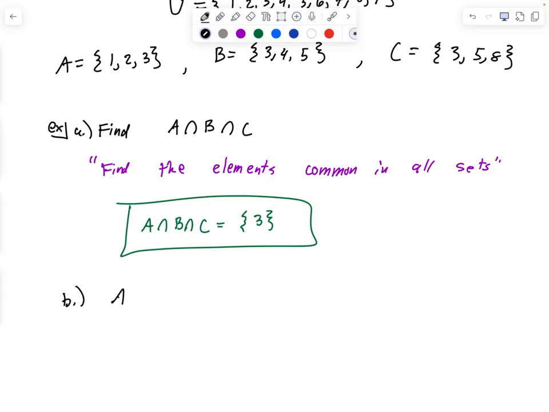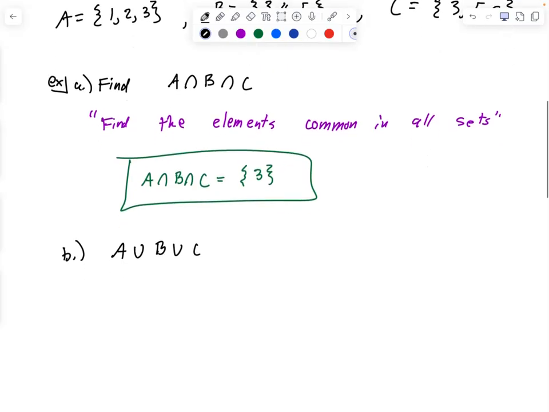This is A, sorry, B. A union B union C. What is this trying to, what do I need to do to find this answer? So it's union and union. So it's a double union. What am I going to do to find this set?